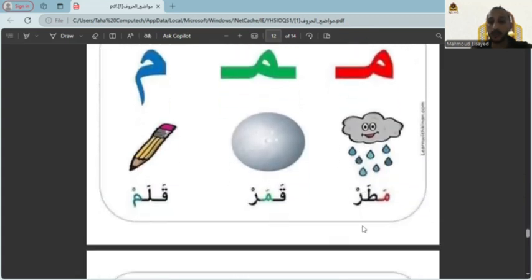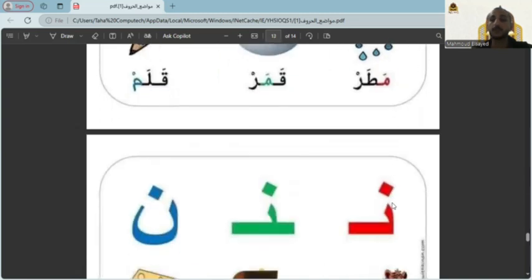Moving on, we have the meme, and meme is also one of the letters that can come in all positions. It can come at the beginning of the word, like the word matar. Then in the middle of the word, like the word qamar. And the end of the word, like this word pen, which in Arabic is qalam. So beginning, matar, middle, qamar, final, qalam, or at the end of the word, ending position.